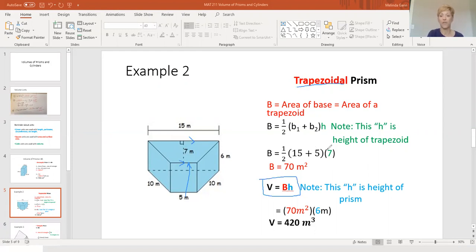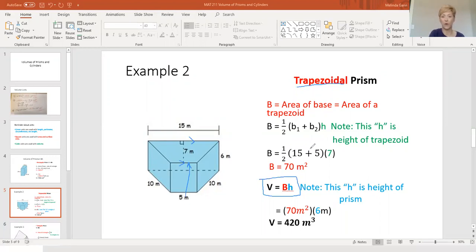Now remember, the height is the height of the whole trapezoid. I mean of the trapezoid, not of the prism. And the height, remember, is the height of the trapezoid, so it's from one base to the other base. So how far apart is it from 15 to 5? Do you see that it's 7? So that's why that height is 7.